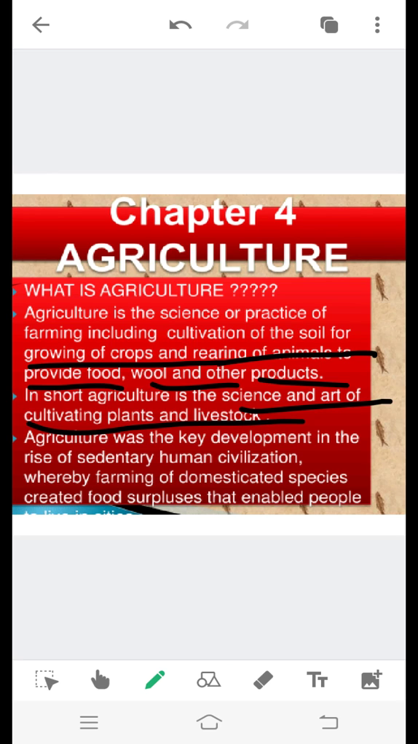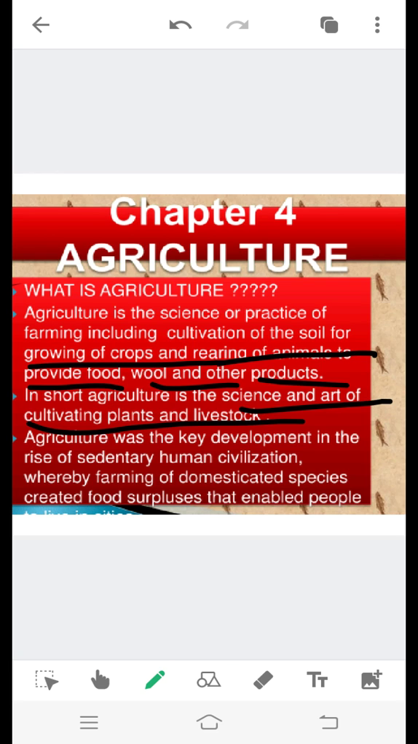We always had a myth that agriculture means growing of crops, but from this definition we come to know that it is not just growing of crops but also includes rearing of animals, which means it is a combination of both growing of crops and rearing of animals.